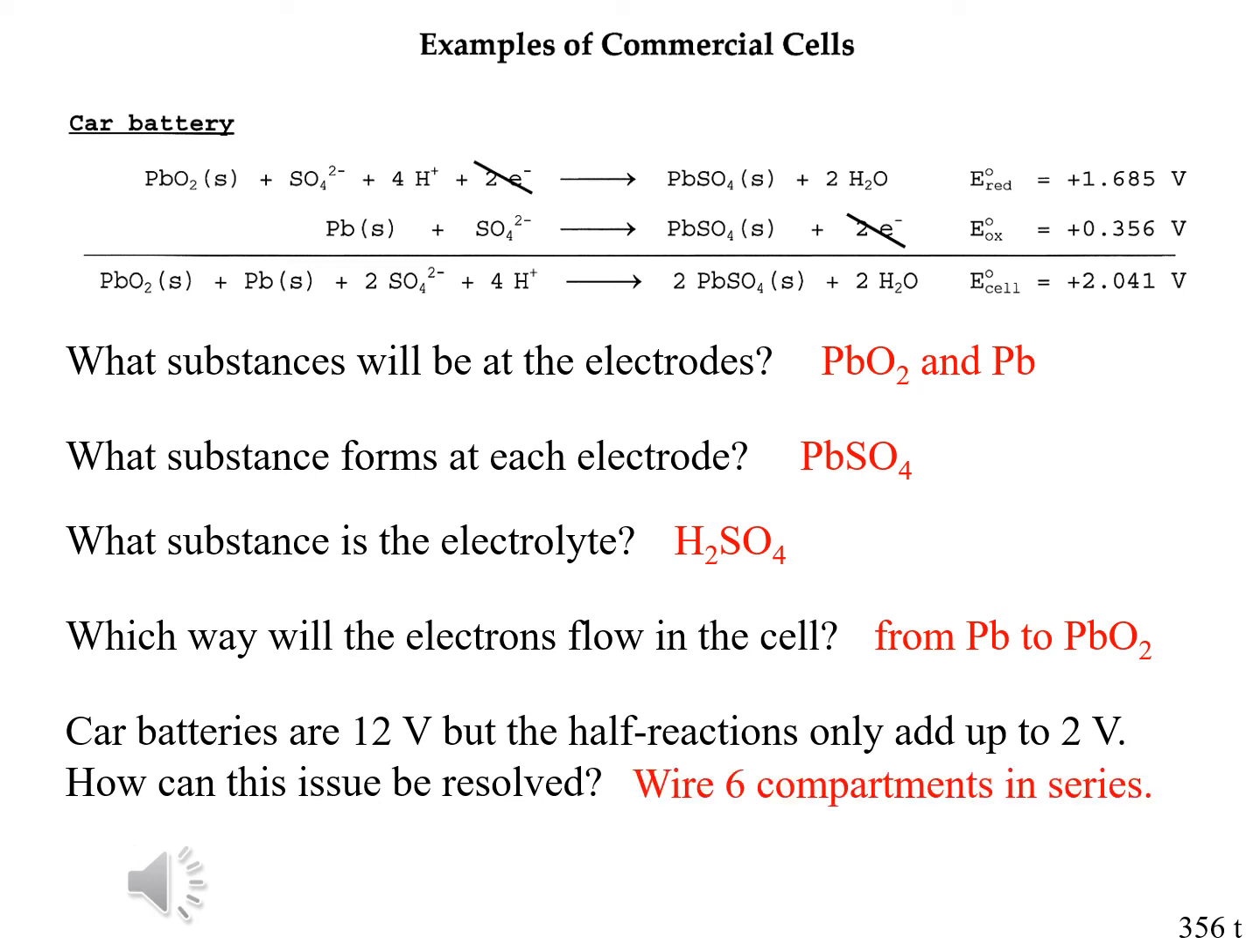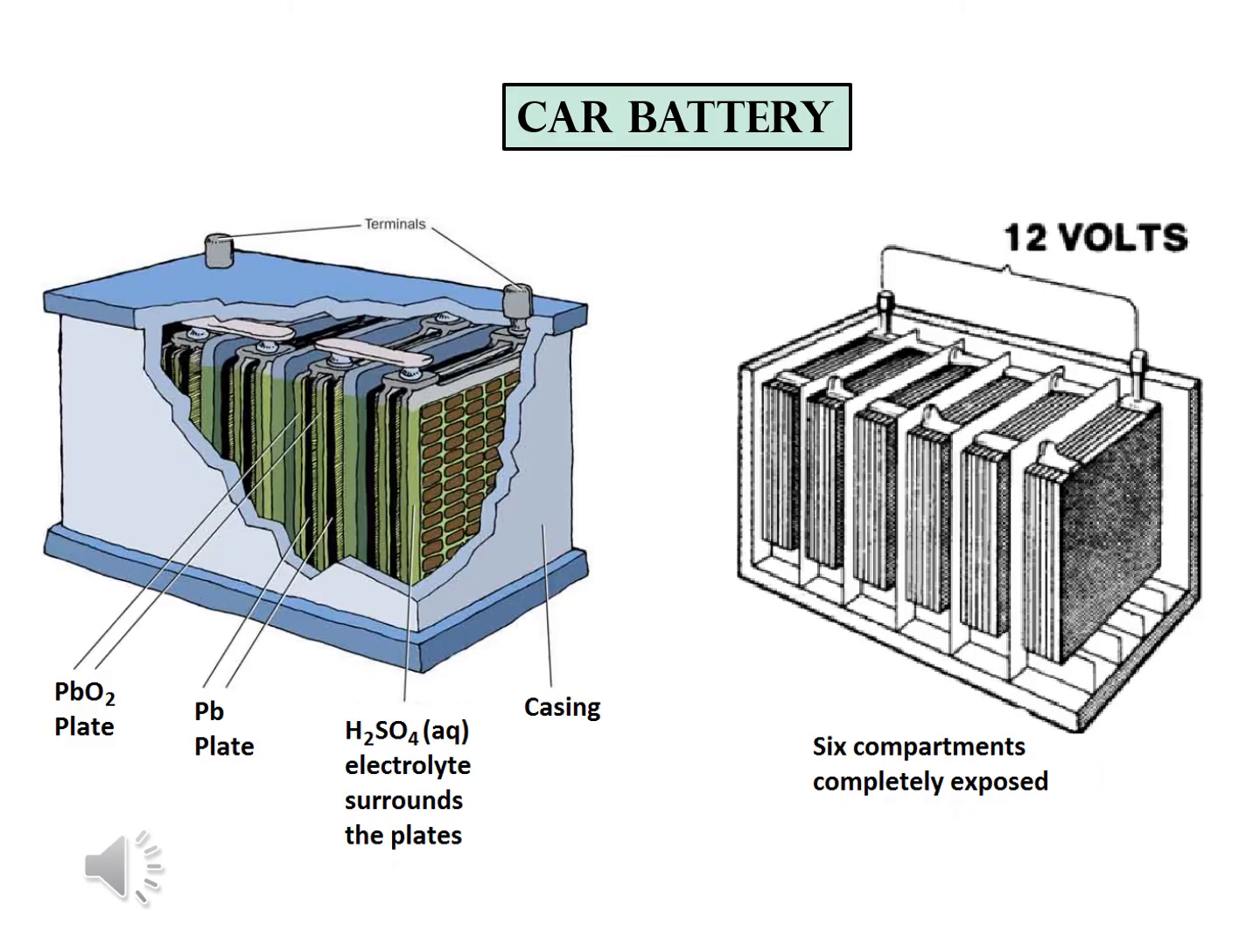So what they do in a car battery is inside they have 6 individual compartments. Each one of them is 2 volts, and they wire 6 compartments together in series, which gives you 12 volts. I couldn't find a really good picture of an actual car battery cut open, so I'm showing you these diagrams. If you look, there's 6 compartments inside.